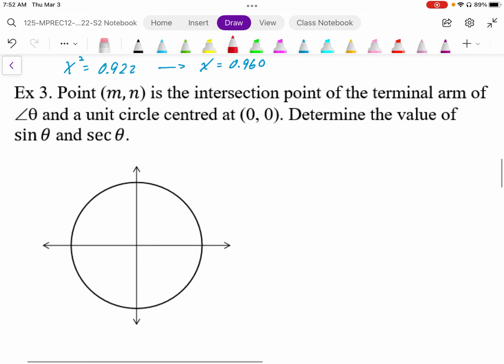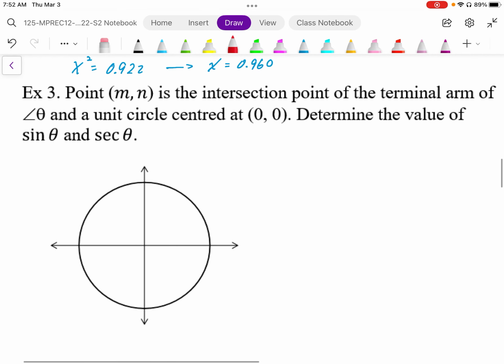In example 3, we have a point MN, and we can put that point in any quadrant we want, but to make things simple, we're just going to put it into quadrant 1. We try not to put it at 45 degrees because when we do, we imply some symmetry which may not exist in the problem. So I'm just going to put it here in quadrant 1. There's my point MN, and it's a terminal arm on a unit circle.